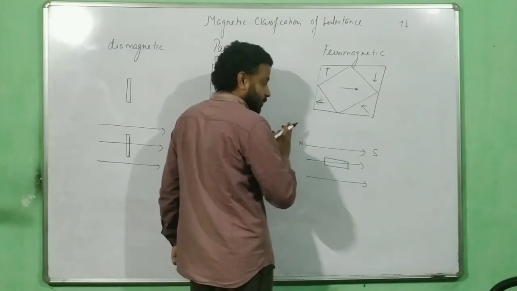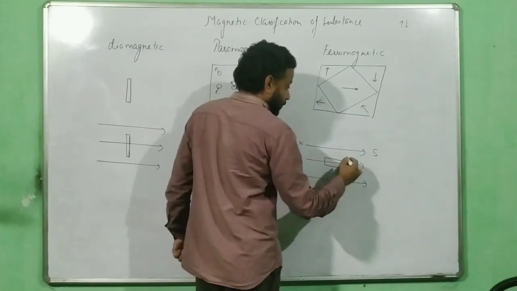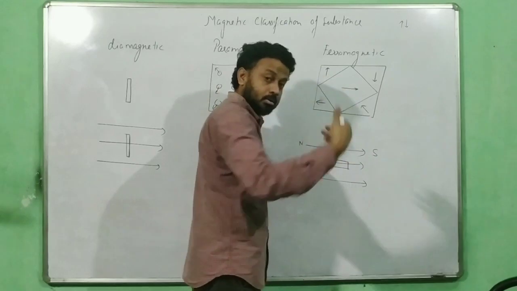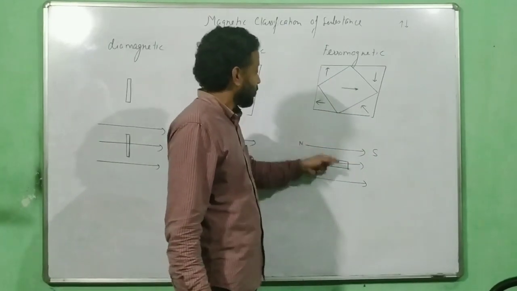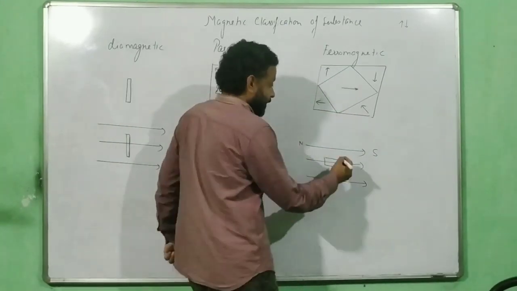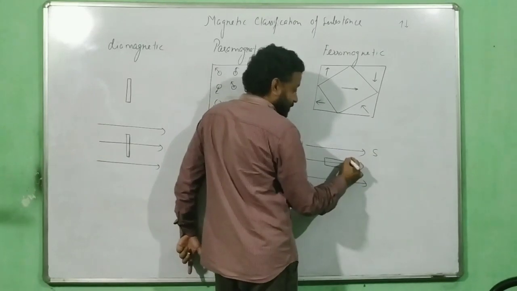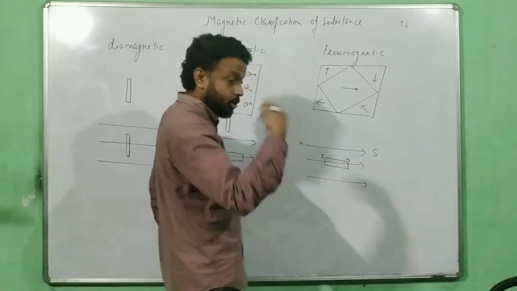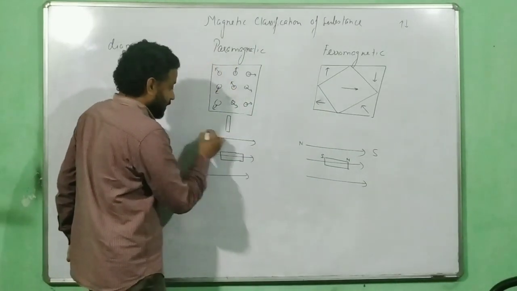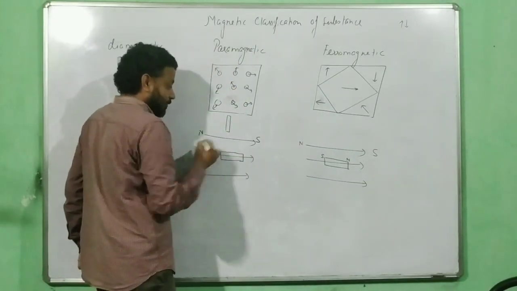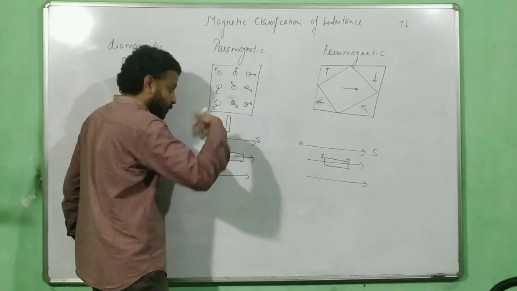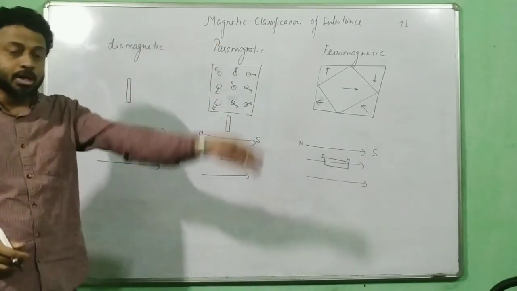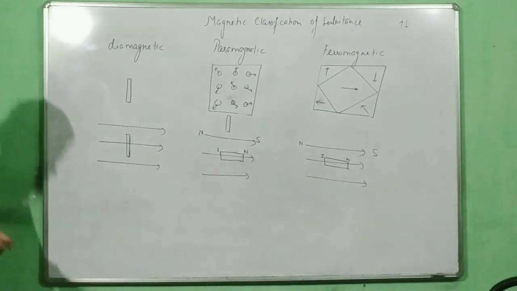Because the field runs from north pole to south pole, and because of the magnetic moment, it will have its own polarity, so it will get attracted. That means this is the north pole of the ferromagnetic substance and this is the south pole of the ferromagnetic substance. Similarly, if this is the north and the south of the external field, then this is the south pole of the magnetic substance and this is the north pole of the magnetic substance. It tries to get aligned. Okay.